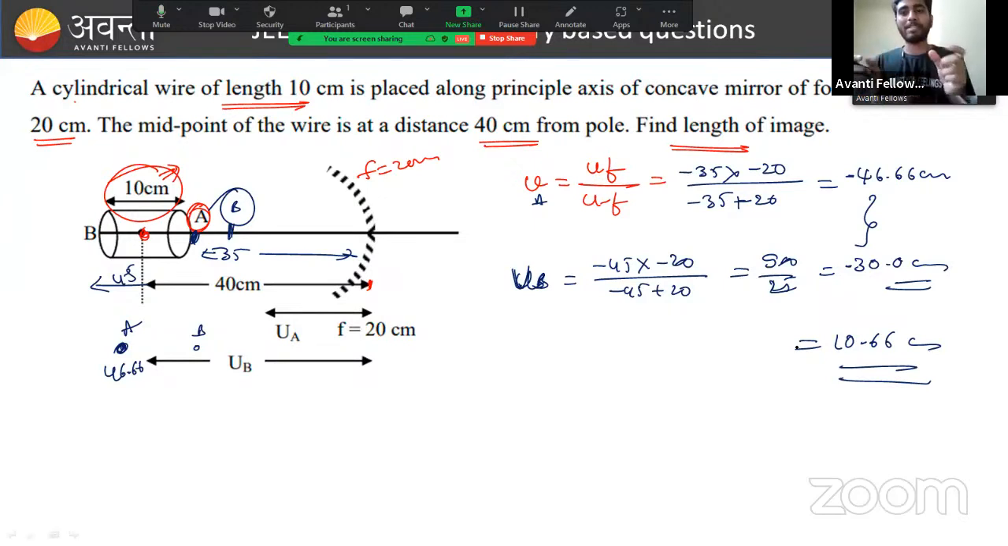Means the length of the image is increased by 0.66 centimeter. Clear? Okay. This is all about today's class, guys.